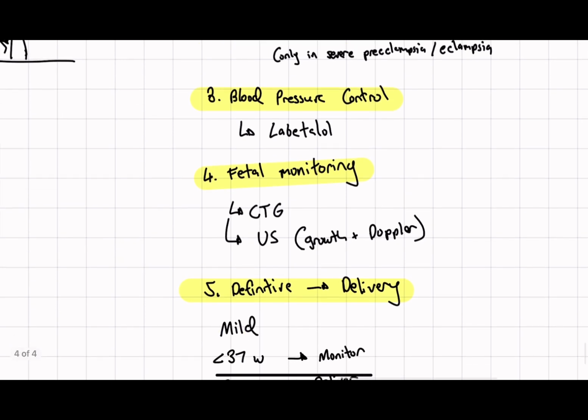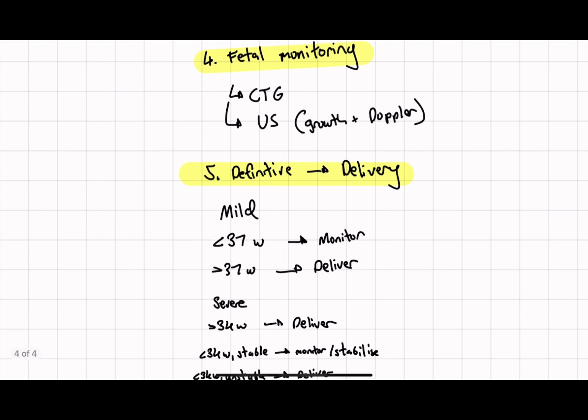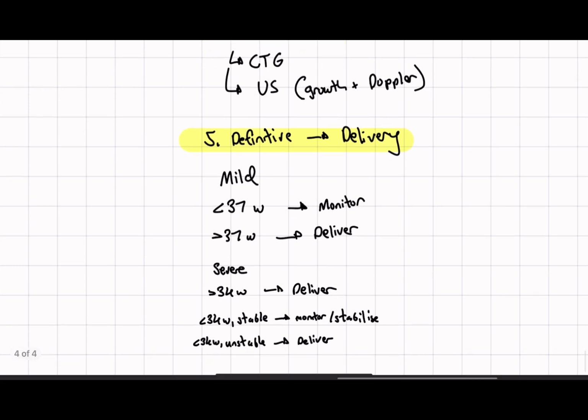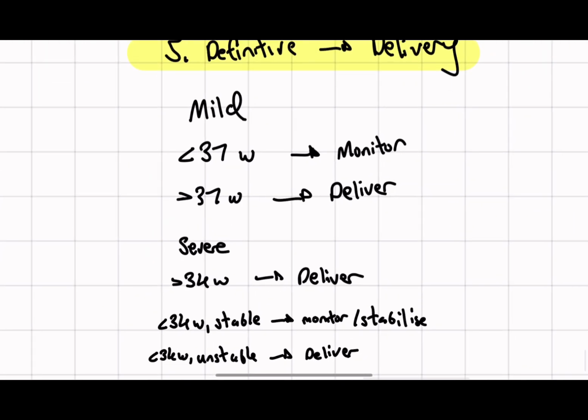And of course, you want to monitor the fetus. It's very important. We don't want to forget about the fetus and the baby, right? So you want to do a CTG and an ultrasound, so growth and a Doppler ultrasound on the baby, just to make sure that the fetus is doing okay. And then, of course, these are all management, right? These are not going to really treat it. The only definitive treatment is delivery. And this makes sense because when you do the delivery, the placenta will be released and all the anti-angiogenic effects of the placenta will then leave, right? So that's what you want to do.